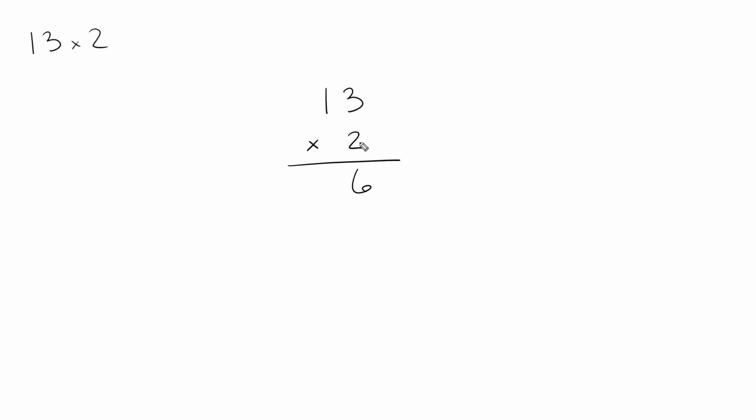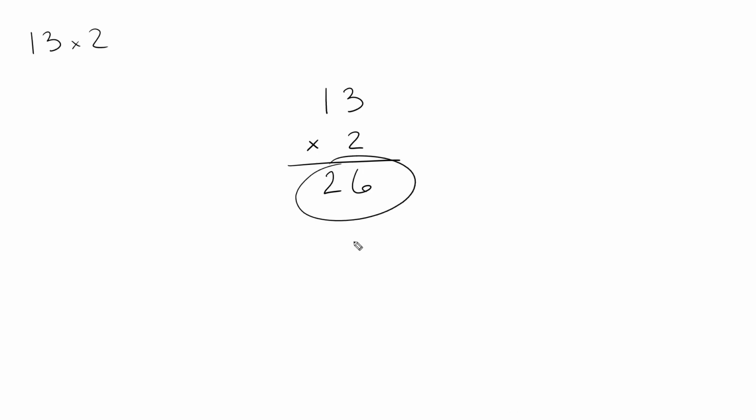Next, we multiply the same digit in the bottom number, 2, by the next highest place value in the top number, which is the 1 in the tens place. 2 times 1 is 2, so we write that in front of the 6. We've now multiplied each number on top by each number on bottom, and the answer is 26.